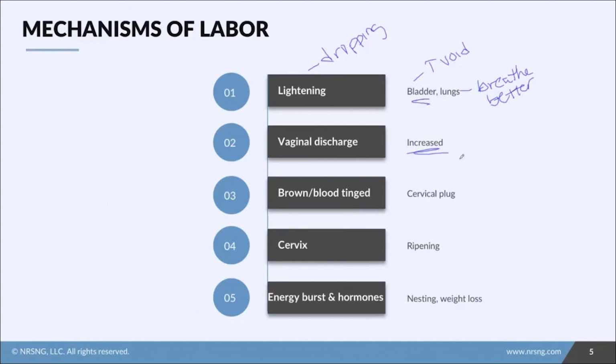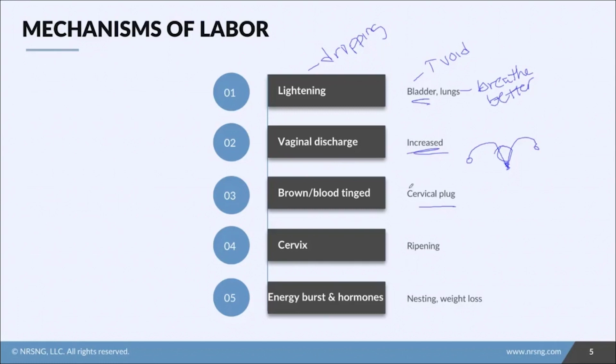There's just some mucus that is coming out, and that is okay. There is brown or blood tinged, just some spotting, also a normal thing. And this is because there's a cervical plug. So in our uterus, and our baby's in here, and our cervix is here, there's a plug in there. And that plug is just made of mucus, discharge tissue. So as the cervix starts to soften and dilate, that tissue is going to come out.